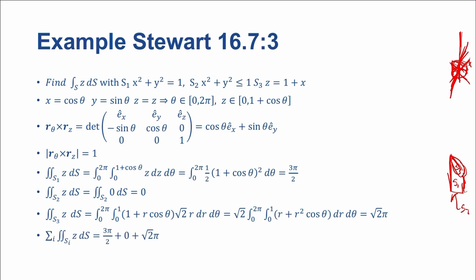And then if we want to find the total flux, if you will, or the total surface integral, we add up all of the surface integrals that we found. The first one, the second one 0, and then the third one. So we get 3 pi over 2 plus 2 root 2 pi. No need to simplify that. You can just neglect the 0, but you don't want to add a radical to a fraction.